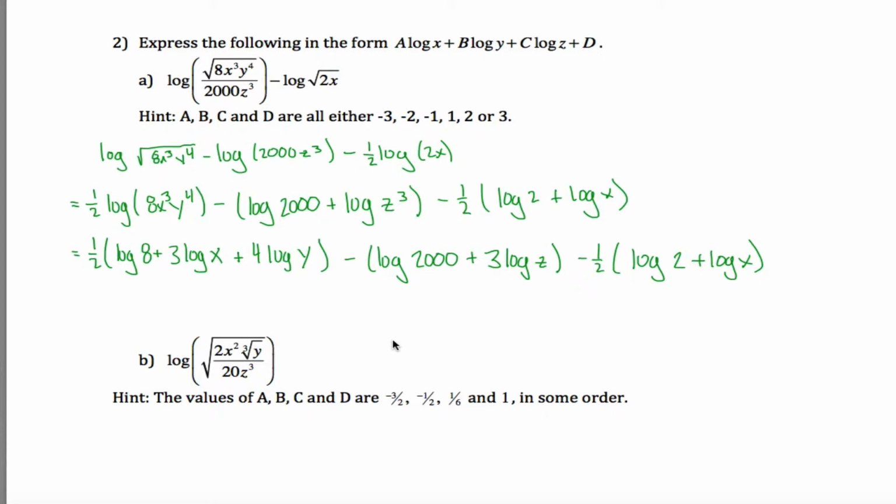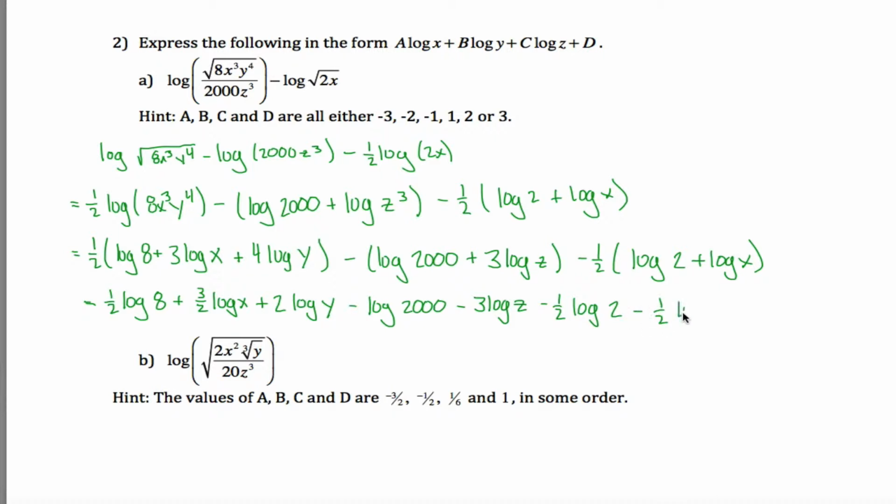I think I've broken the logs down about as far as I can, so now I'm just going to distribute these coefficients and combine like terms. So I get 1/2 the log of 8 plus 3/2 log of x plus 2 log of y. I'm going to take this negative and distribute it through: minus the log of 2000 minus 3 times the log of z. I'll take this negative 1/2 and distribute it through: minus 1/2 times the log of 2 minus 1/2 times the log of x. Now maybe I can combine like terms.